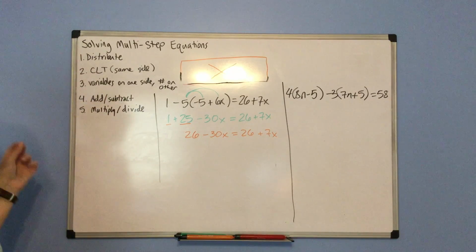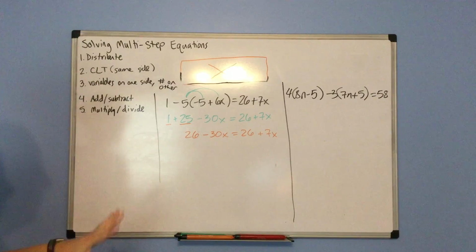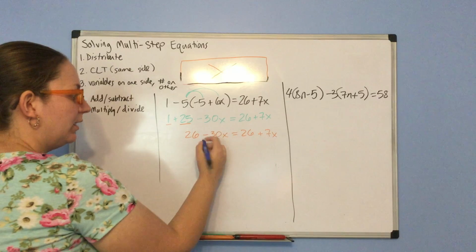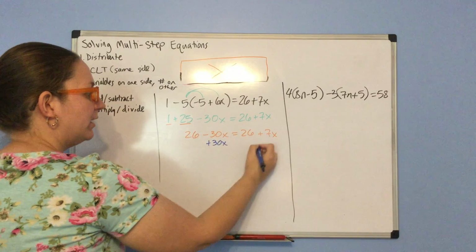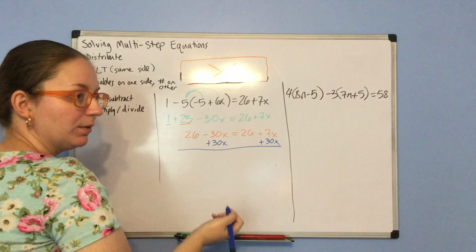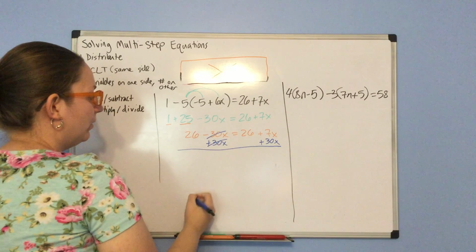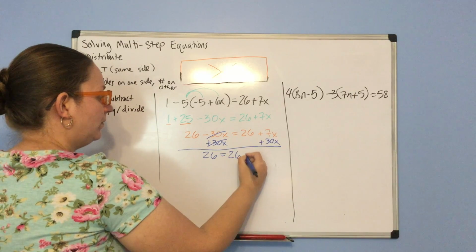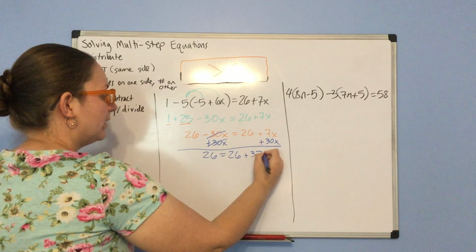Also, if I have anything negative, I like to add that so I don't deal so much with subtraction. So what I'm going to do is undo the minus 30x. I'm going to add 30x to both sides. Again, you can take a slightly different route here. As long as you end up with the same final answer, you are fine. Those canceled. 7 plus 30 is 37x.